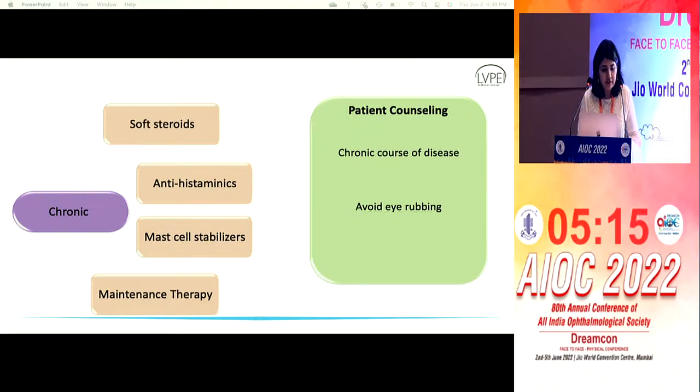And avoiding eye rubbing cannot be overemphasized, because this also plays a very important role in the pathogenesis of the disease, and patients have to be counseled that if they have the urge to itch, they can use cold compresses instead.